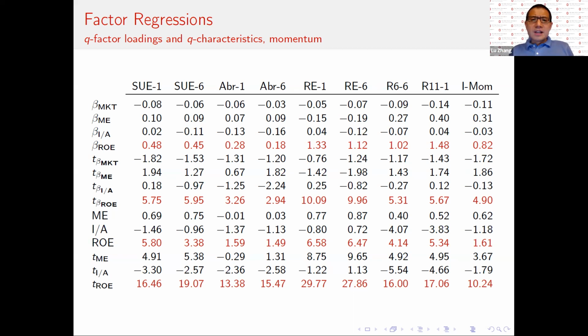So in other words, the ROE factor explains momentum mostly. So in other words, different momentum anomalies are different manifestations of our ROE factor. And again, keep in mind the profitability is an economic fundamental variable.